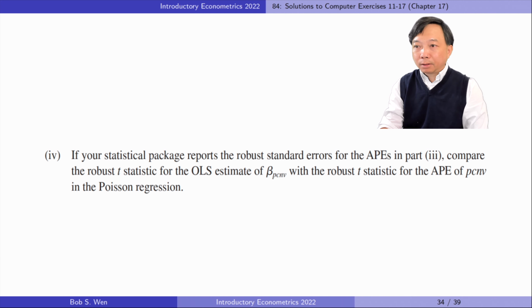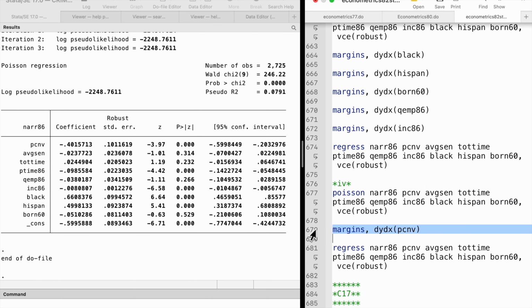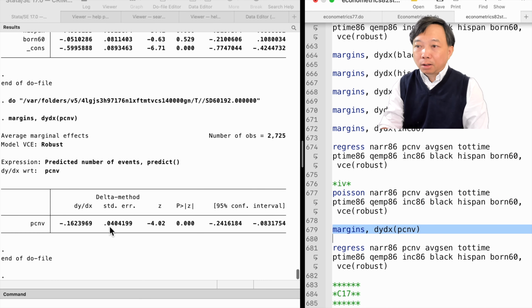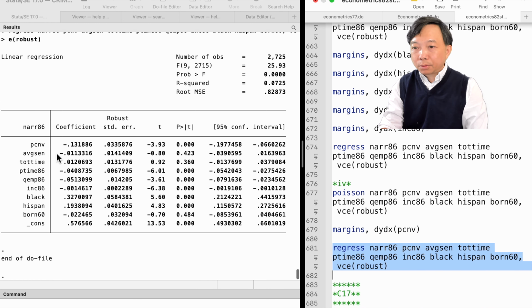In Part 4, compare the robust t-statistic for the OLS estimate of the beta for the proportion of prior convictions with that in the Poisson regression. The average partial effect of prior convictions on the number of arrests is minus 0.162 from the Poisson model. The effect is minus 0.132 from the OLS model. The robust t-statistic for the former is minus 4.02 and the latter is minus 3.93. They are similar.